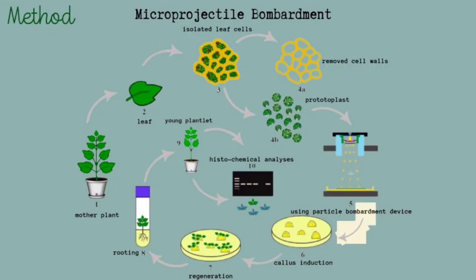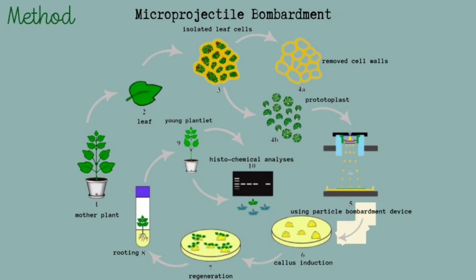Microprojectile bombardment is a method to deliver genetic material directly into target cells by bombarding them with microcarrier particles at high velocity, generated by either an electric discharge or helium pulse. The process involves preparing microcarrier particles, typically made of gold or tungsten, coating them with the desired genetic material, and loading them into a gene gun.